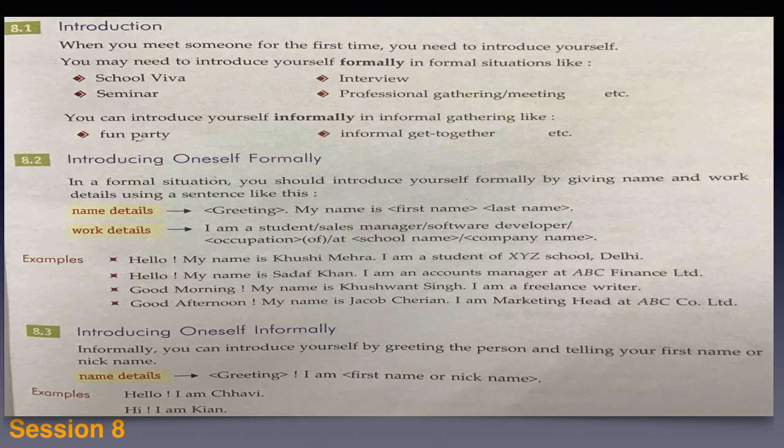Now the next one, introducing oneself informally. Informally, you can introduce yourself by greeting the person and telling your first name or nickname. Both are applicable depending upon the relation that you keep with them. Name details like I am Prasenjit. Greeting means you start with hello, I am Prasenjit. That's it. It's fine. In the example, it's written as hello, I am Chavi, or hi, I am Kiran, something like that. An informal introduction.